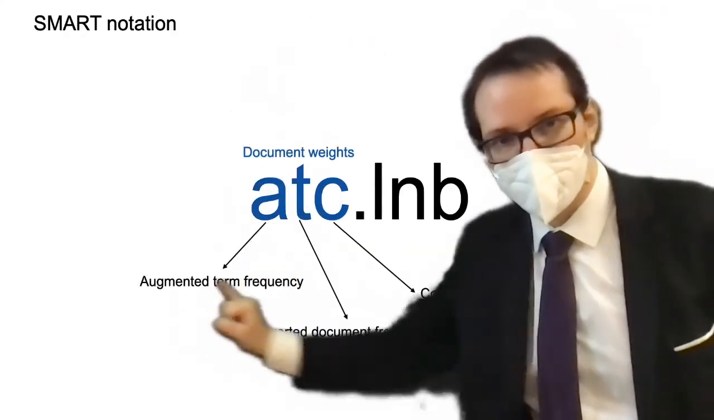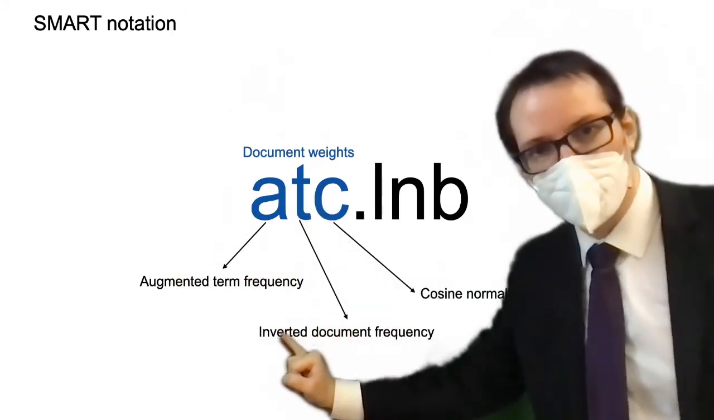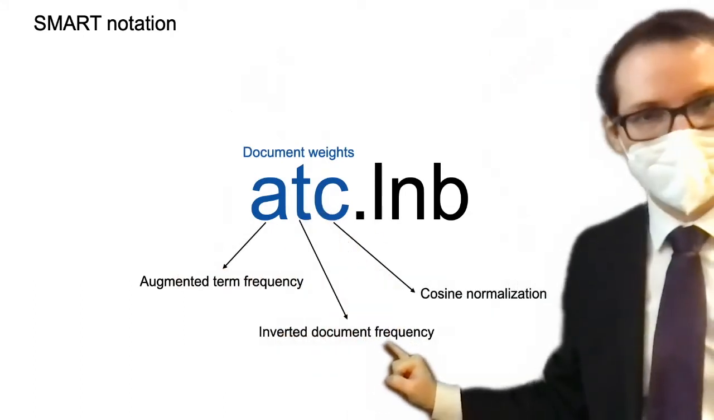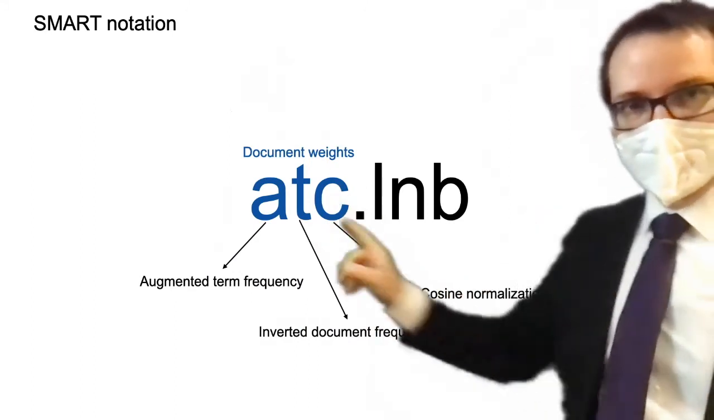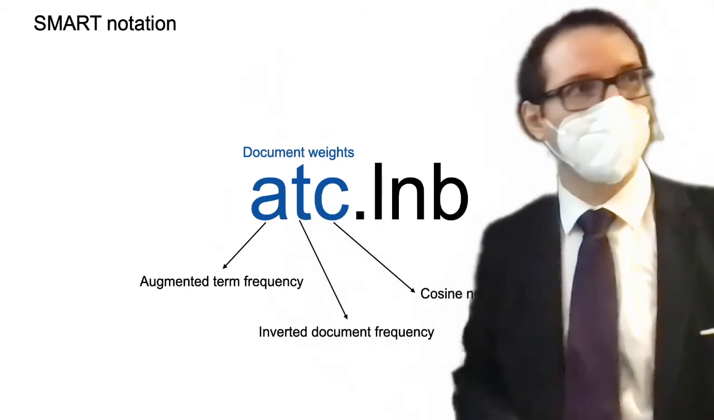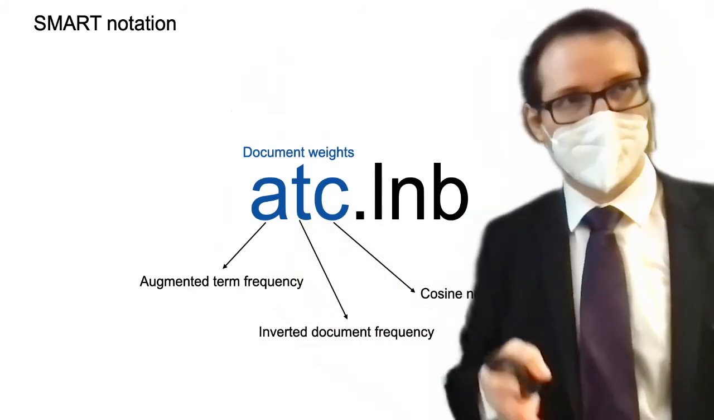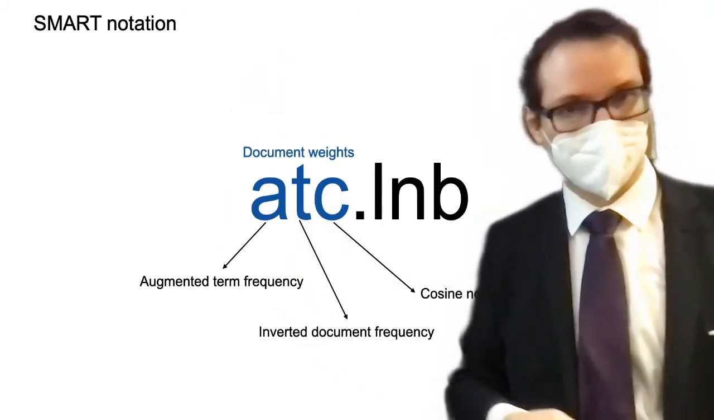A is augmented term frequency. T means we use the inverted document frequency, the IDF. And C means we use the cosine normalization. So if I tell you ATC, then you know how to build the document vector of numbers.